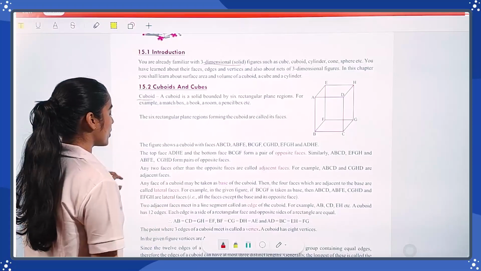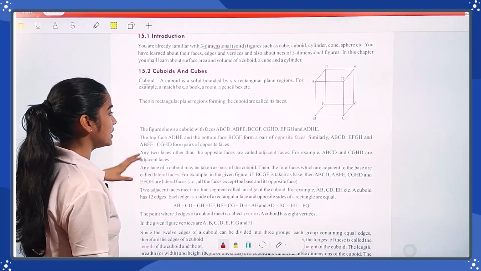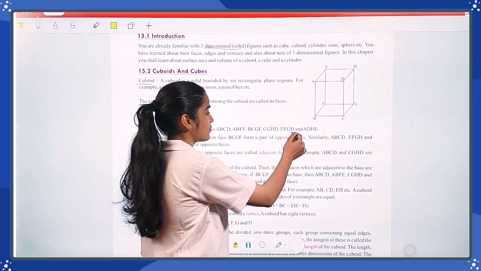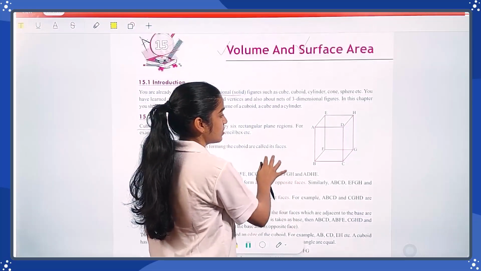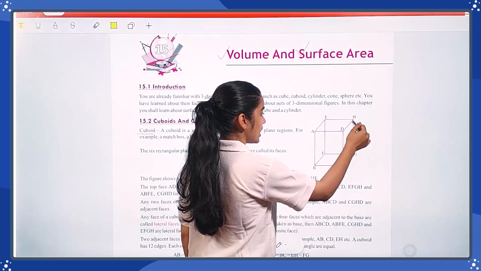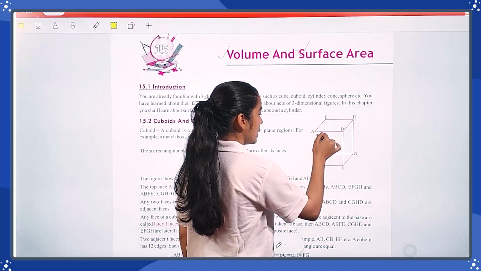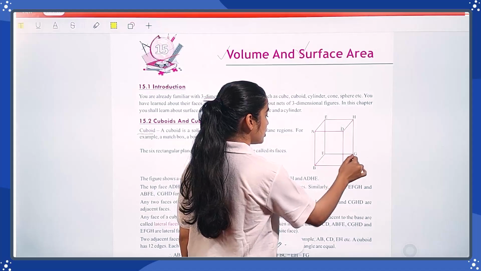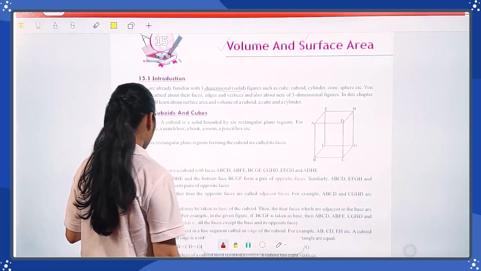The figure shows a cuboid with faces ABCD, ABEF, BCGF, CGHD, EFGH, and ADHE. So these are the faces ABCD, DCGH, EHDA, and the inside ones EFGH and BEGC. So these are the faces we have in our cuboid.